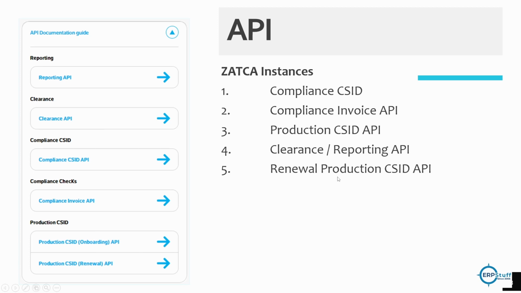Then there's an expiry date as well, so there's a renewal production CSID API as well. That's it. So these are the things. If you total them, these are 6 APIs, because here I put 2 in one row, so it is showing like 5, but it's 6 total. Clearance is different, reporting is different.